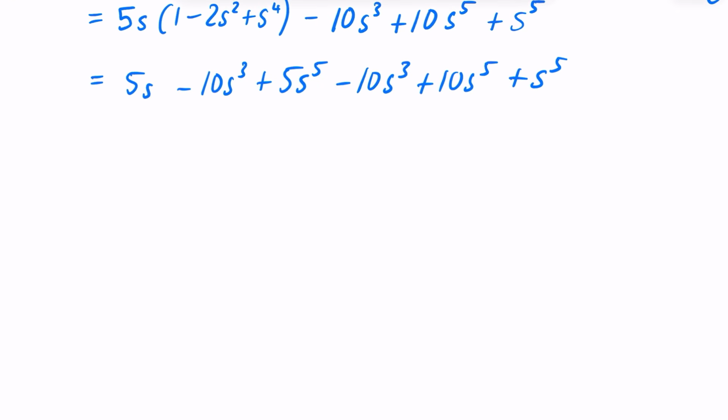So just grouping them together, starting probably with the lowest power that we've got here. I think this is the only one that's just a single power, so it's just 5 sine. And then it's the cubes next. So that's a minus 10 and a minus 10, so that's a minus 20 sine cubed. And then the powers of 5, there is a 5 and a 10 and a 1, which is 16 sine to the power of 5.